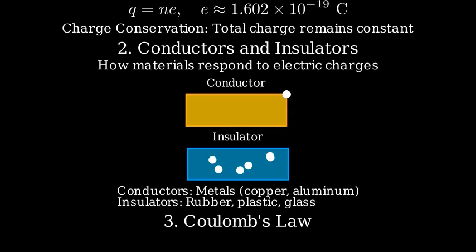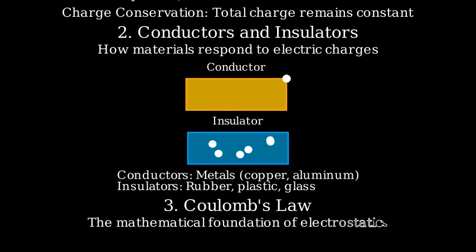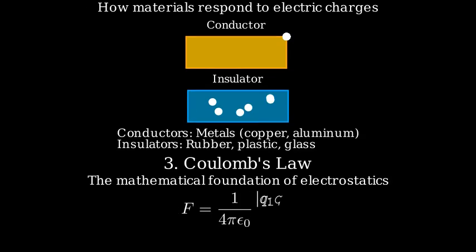Coulomb's law is the mathematical foundation of electrostatics. It quantifies the force between two point charges. The formula states that the force is proportional to the product of the charges and inversely proportional to the square of the distance between them. Mathematically, we express it as F equals 1 over 4 pi epsilon 0 times the absolute value of Q1 times Q2 divided by r squared.